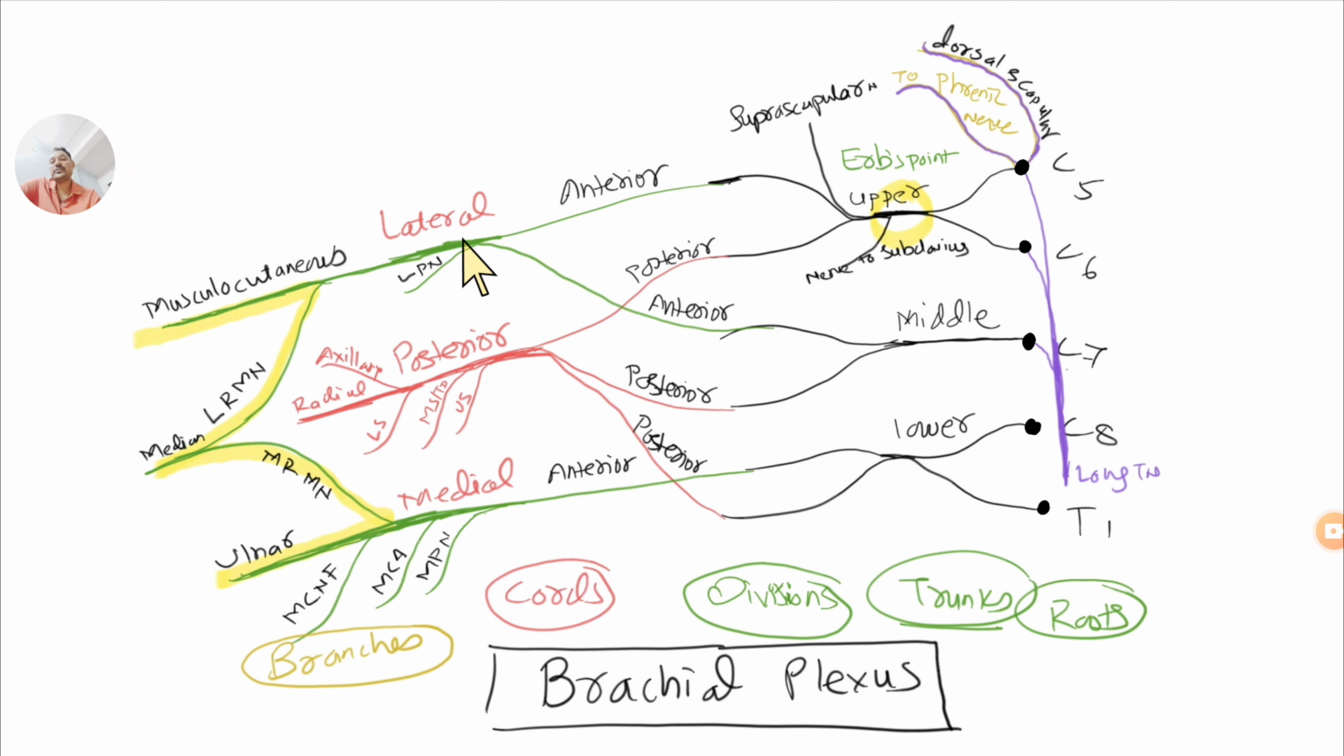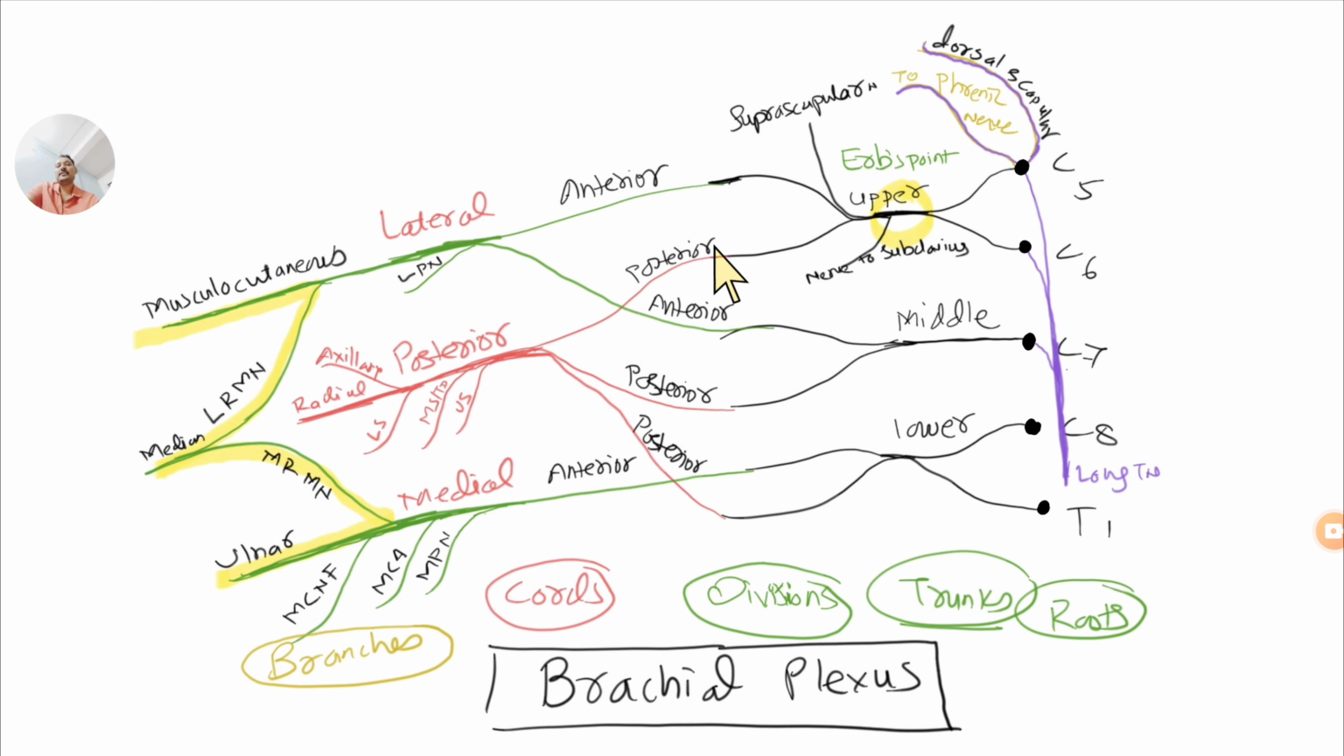So again, we'll see that three nerves arise from the lateral cord: lateral pectoral nerve, the musculocutaneous nerve, and the lateral root of median nerve. Five nerves arise from the medial cord: medial pectoral nerve, medial cutaneous nerve of arm, medial cutaneous nerve of forearm, the ulnar nerve, the largest branch, and the continuation of that cord is the medial root of median nerve, formed just in front of the axillary artery.